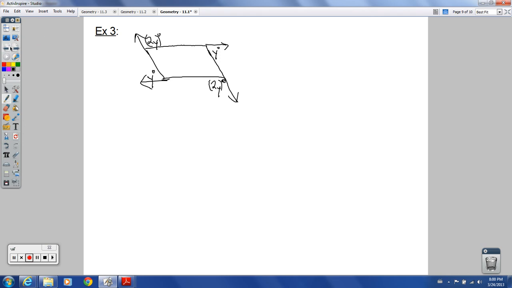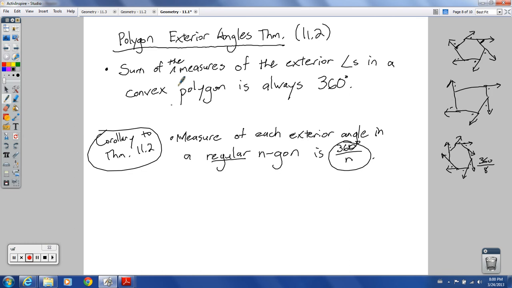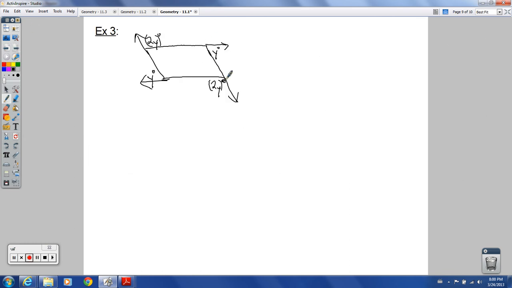And so what theorem are we going to use on this one? Well, it's not regular, and so it's not the corollary, it's the theorem itself that they add up to 360. But using the fact that they add up to 360, we could easily solve for y from there. We can say that 2y plus 2y plus y plus y, I'm just adding all of the exterior angles, that should equal 360 degrees. This is by theorem 11.2. So write that off to the side there.